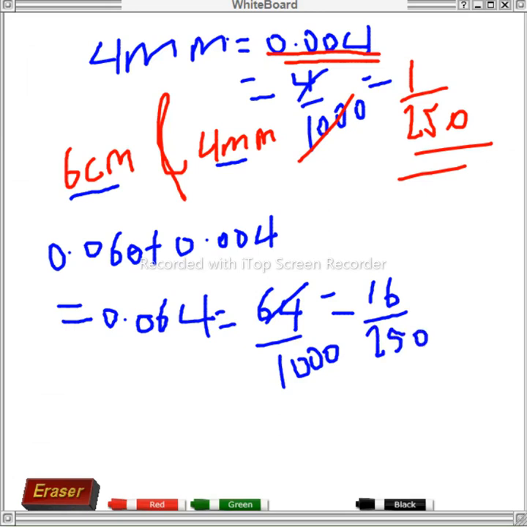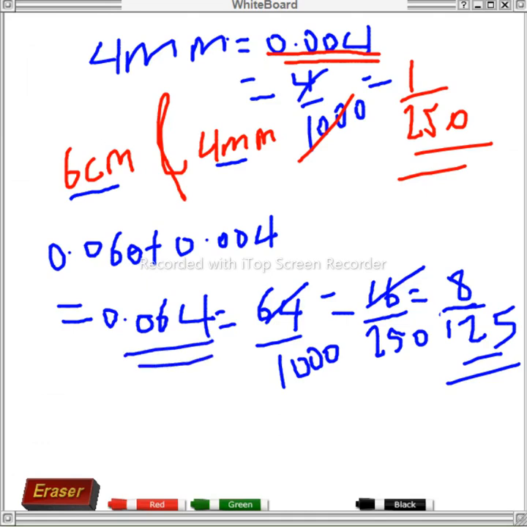We can also now divide this number by 2. 8 over 125, because when we divide 250 by 2, we get 125. This is the final answer, and this is the decimal answer. So this is all about B.